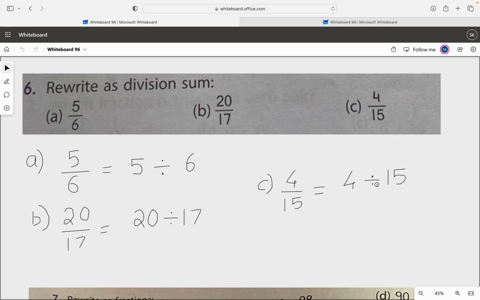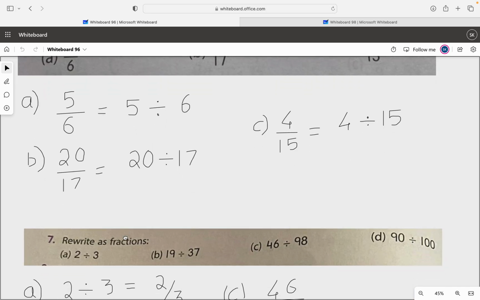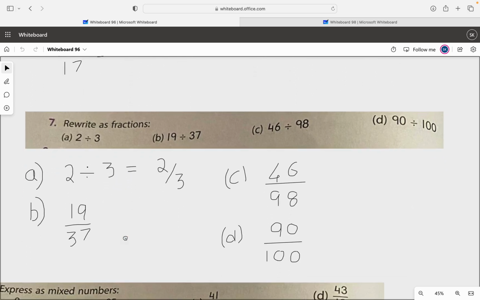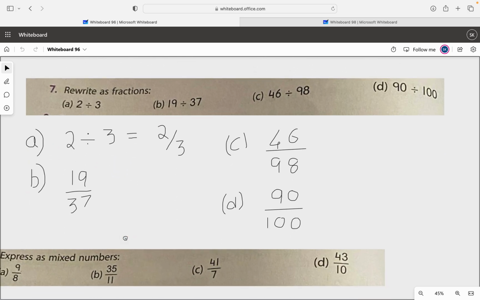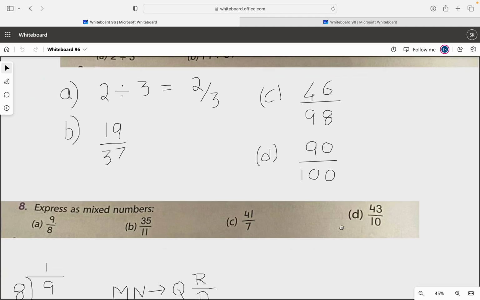4 by 15 is nothing but 4 divided by 15. 20 by 17 is nothing but 20 divided by 17. Okay. Now what they have done is they have done ulta. 2 divided by 3 is nothing but 2 by 3. B is 19 by 37. C is 46 by 98. D is 90 by 100. There is no rocket science in this.